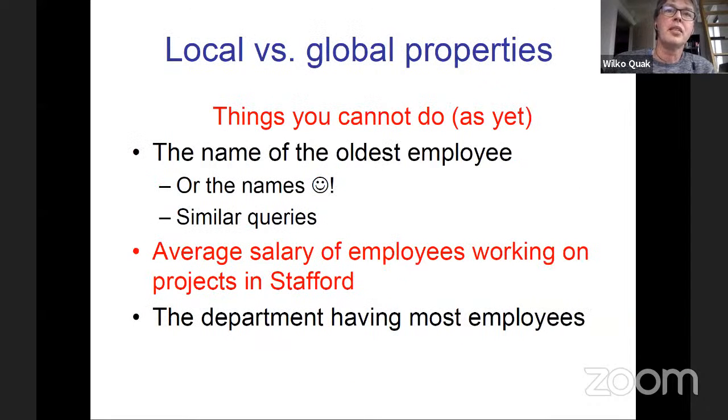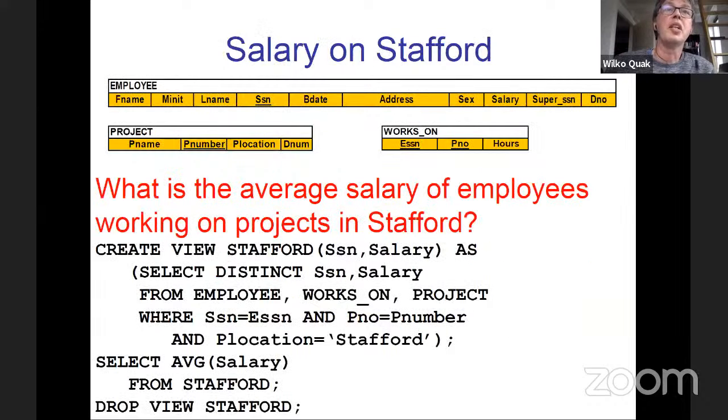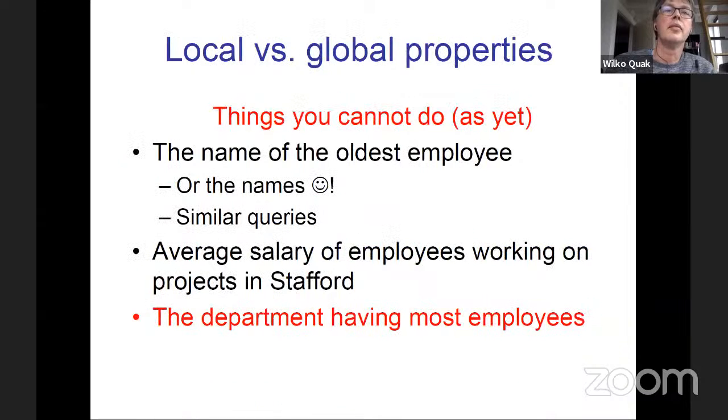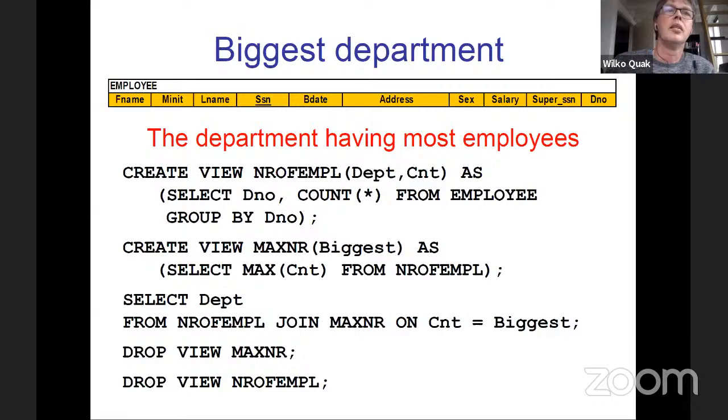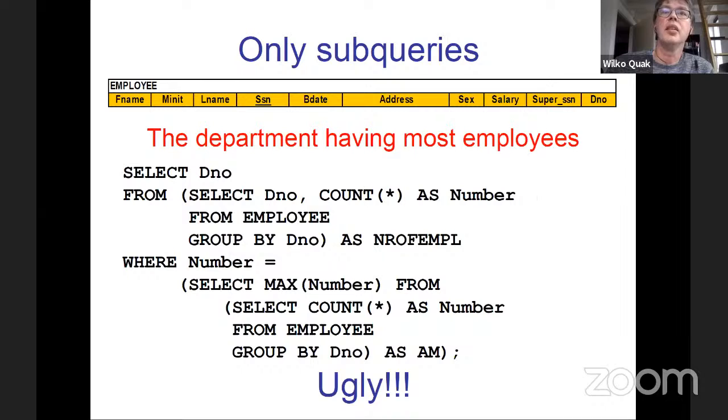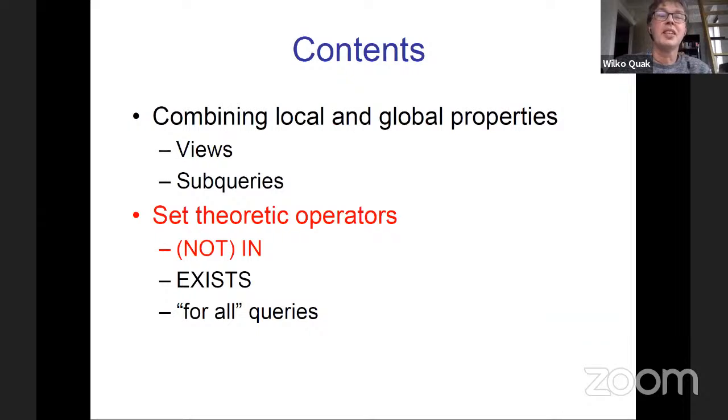And then there are two things. So this department having the most employees, I'll go to that one here. It's lots of views. But if you use a combination of views and nested queries, it becomes easier. And you could do it even more complicated by doing two nested groupings, but this one doesn't look that nice again.